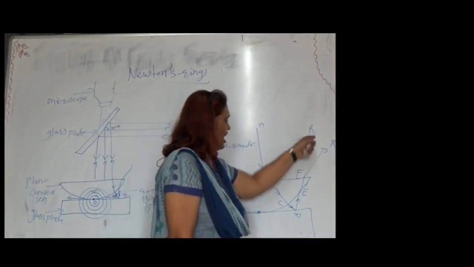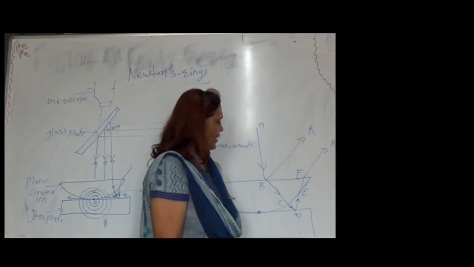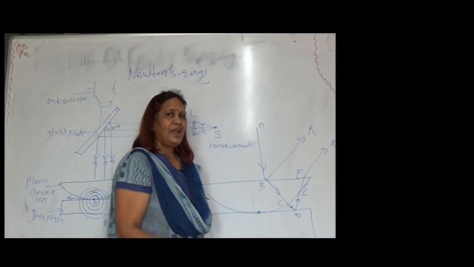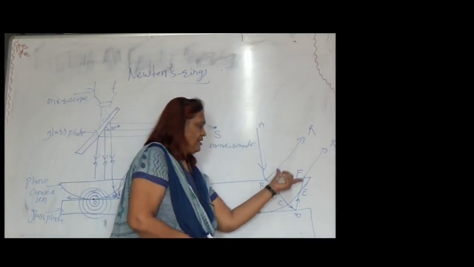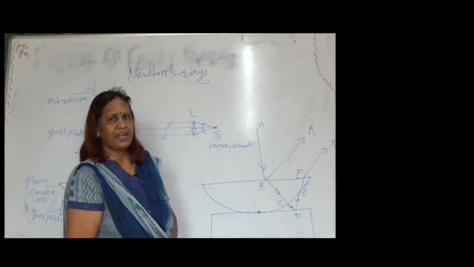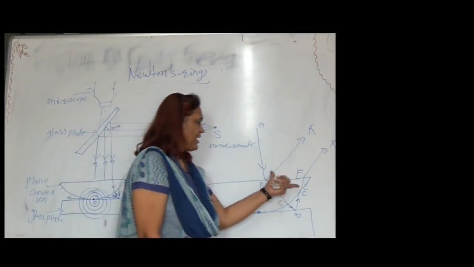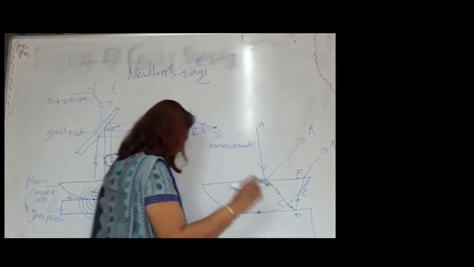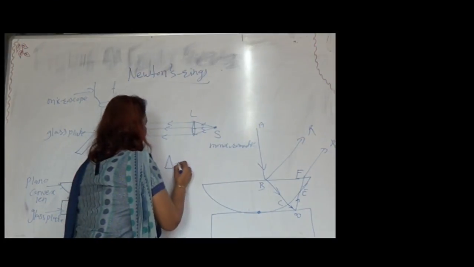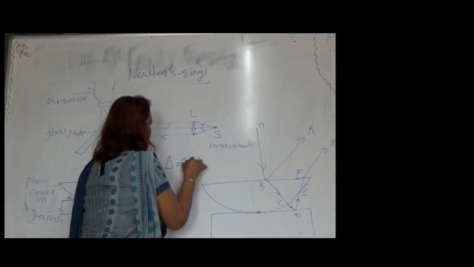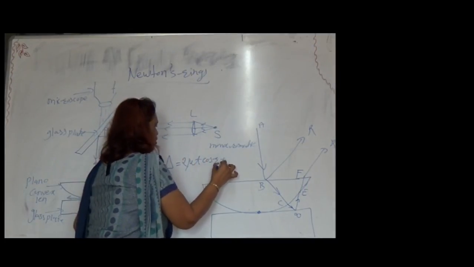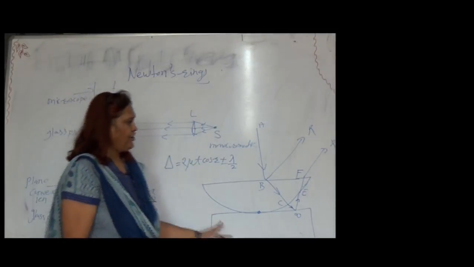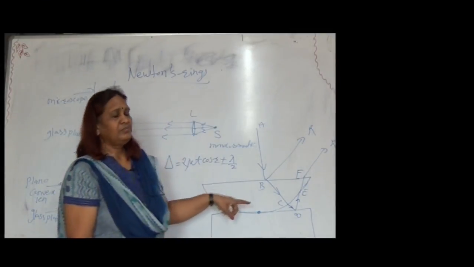So, here BR and FR1 are the two parallel beams we will get from a single source of monochromatic light, and whenever these two parallel beams are there, we can calculate the path difference between them. As we already found in a thin film, delta is equal to 2 mu t cos r plus or minus lambda by 2. This is the path difference between the two reflected rays in a thin film.